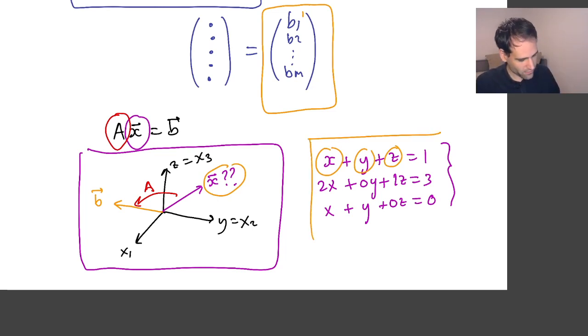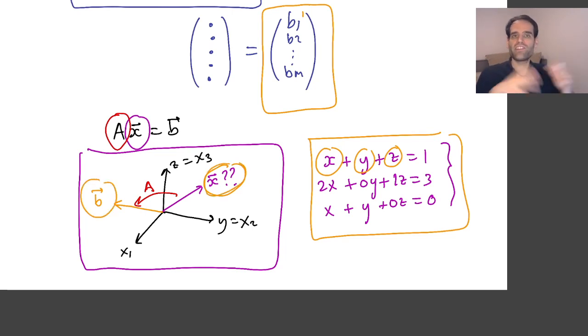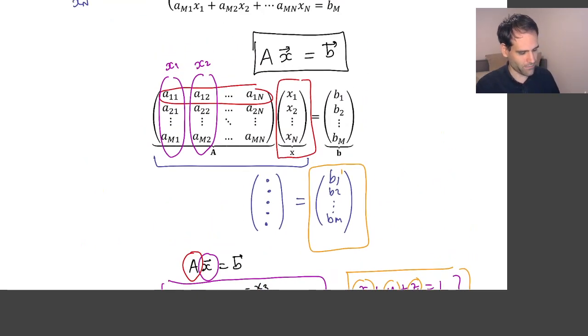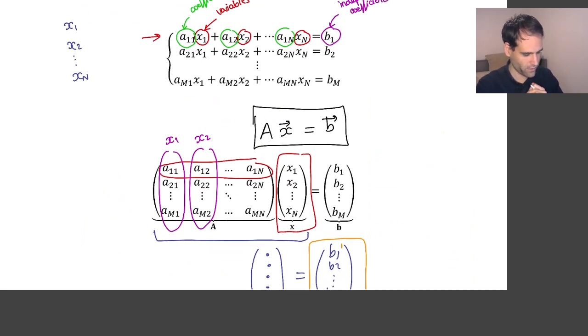So in this case of three unknowns with three equations, we can picture vector x and vector b as three-dimensional vectors. But in general, they don't have to be three-dimensional. Maybe x is a 10-dimensional vector and b is a 5-dimensional vector. But we know that there is a matrix A that relates them. So now the problem of solving this linear system of equations is reduced to the problem of finding this vector x, which gets mapped to b after doing a linear transformation.